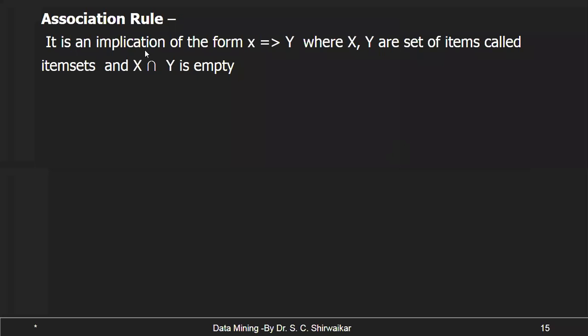Fine. So first one, association rule. What type of association rule do we have? It is an implication of the form X implies Y, where X and Y are sets of items called item sets. Yes, we have to find the association rule between these two. There is one rule here: the intersection of X and Y is empty, meaning the common element should be empty. We'll see using one example.